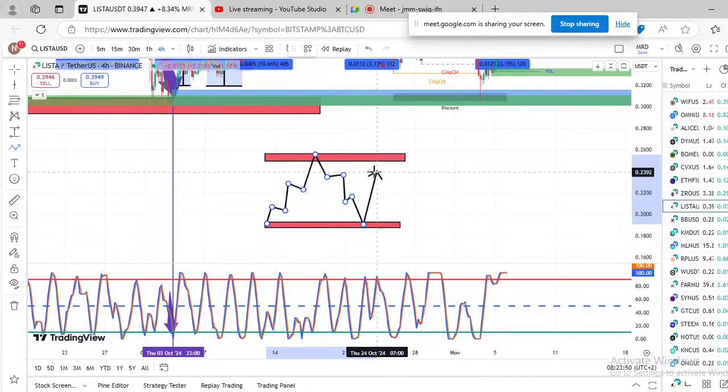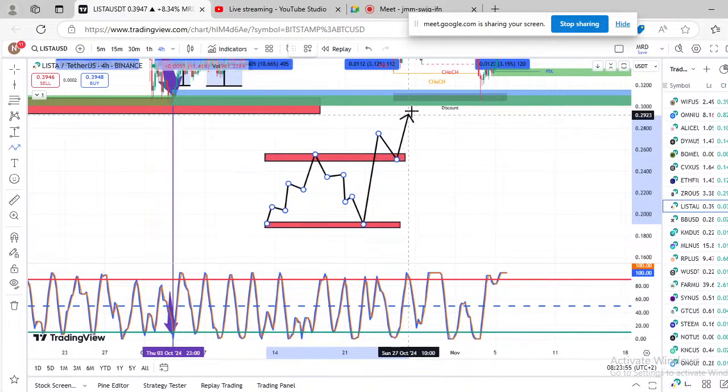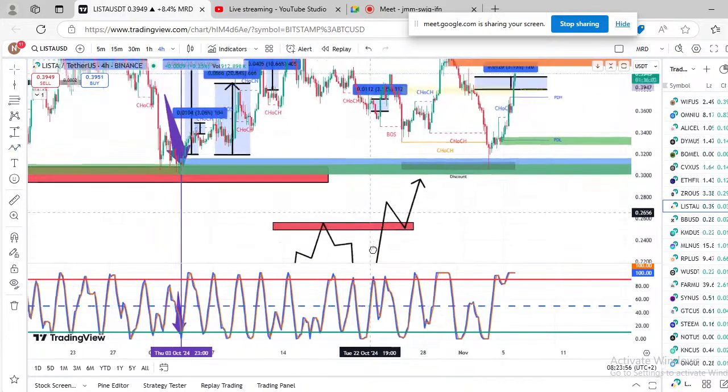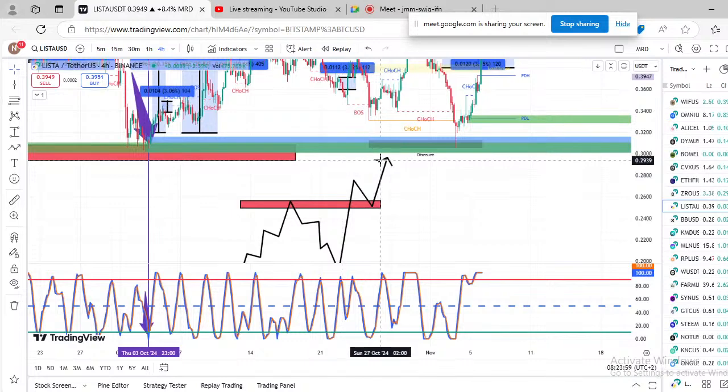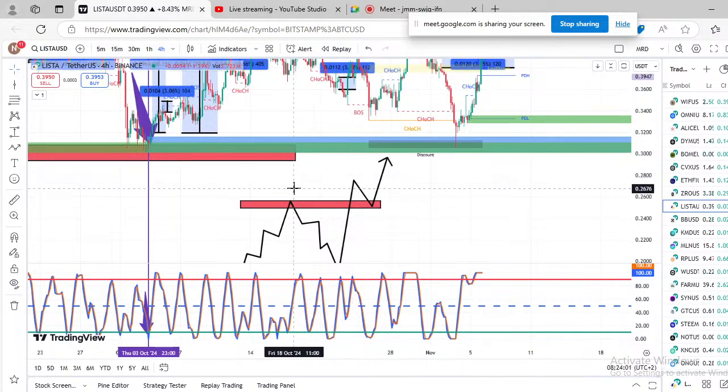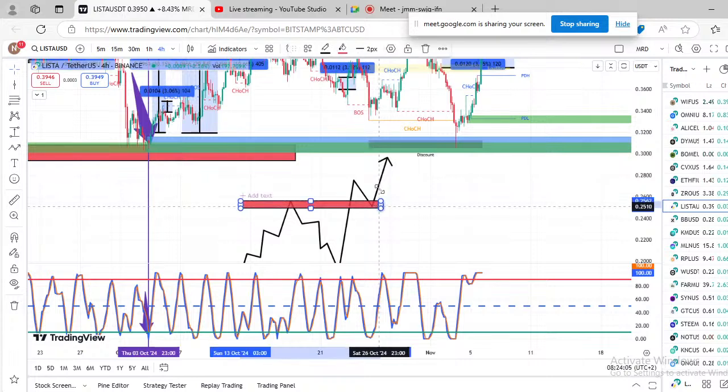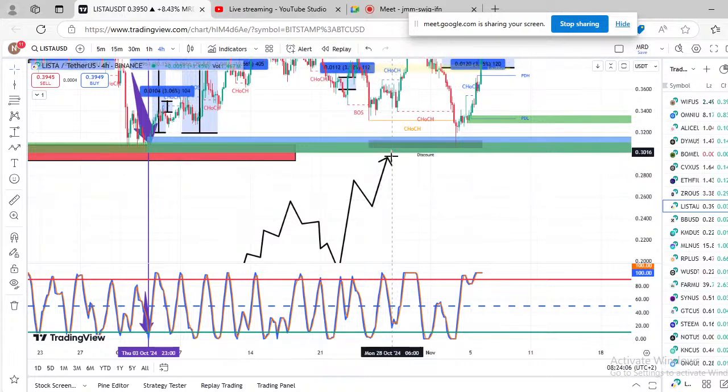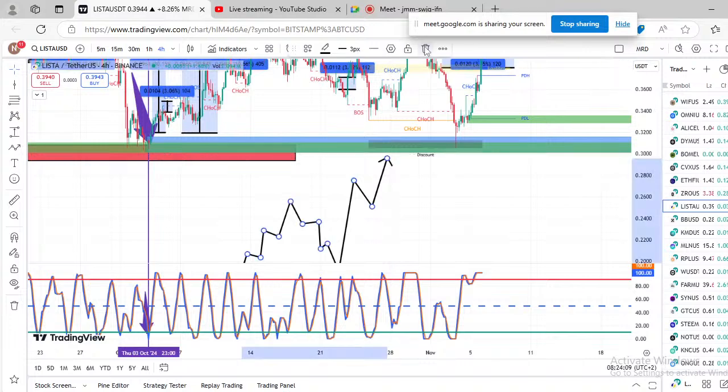I hope you are getting it. So when we break it like this, we are going to come back and test and push up. By pushing up, we have to look at the next resistance. Which resistance do we have there? You get the point? So we consider that and we decide to enter the market.